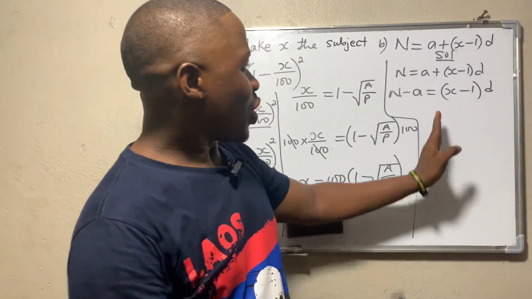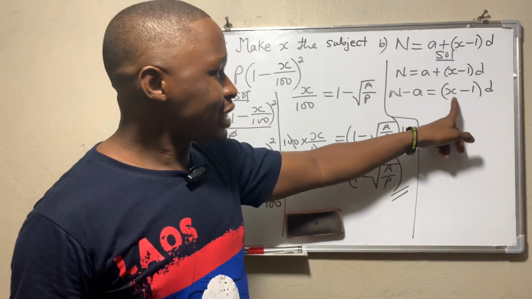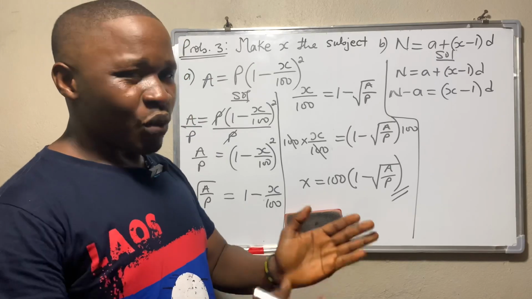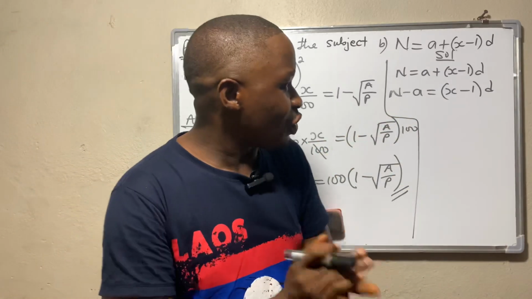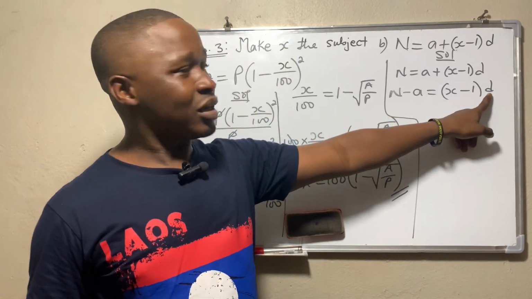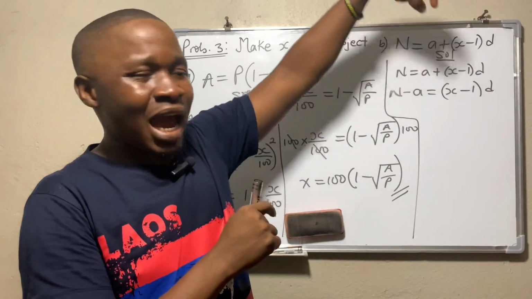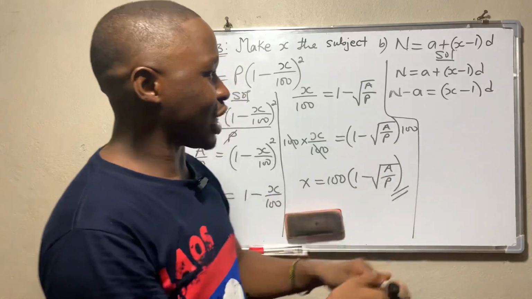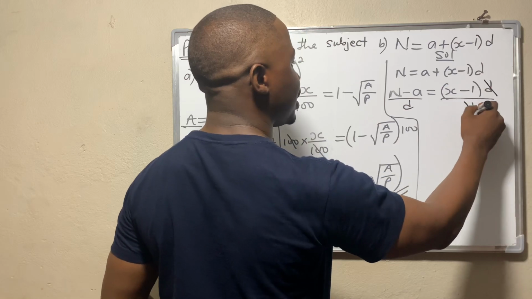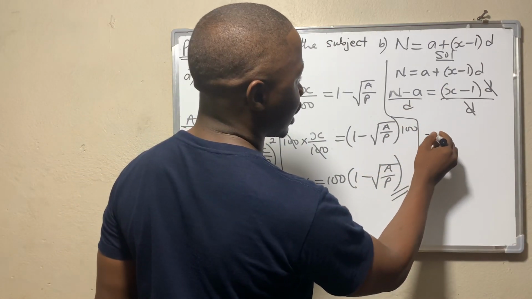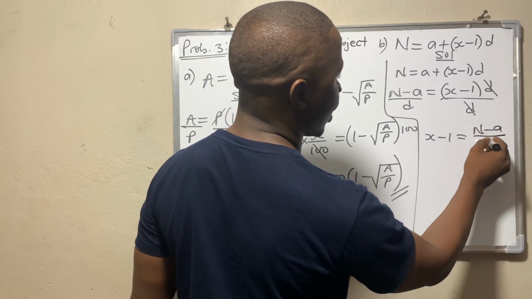We go again. On the right-hand side now is one term, and that is the only term that contains x. And this x is what we are trying to make the subject. We are now happy that the left-hand side, there is no x. So what we should do now is to discourage this d from being attached to the bracket, because we are looking out for something that is in a bracket, and that bracket is affected by a value outside. So we divide both sides by d. So this d takes away this d. So here is x minus 1, which is equal to n minus a divided by d.